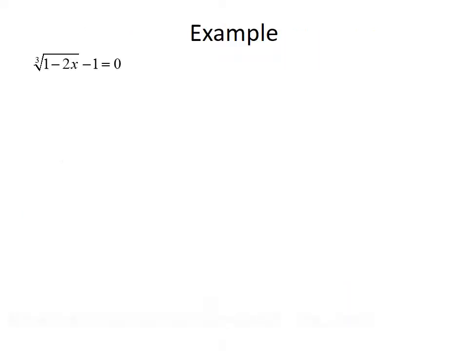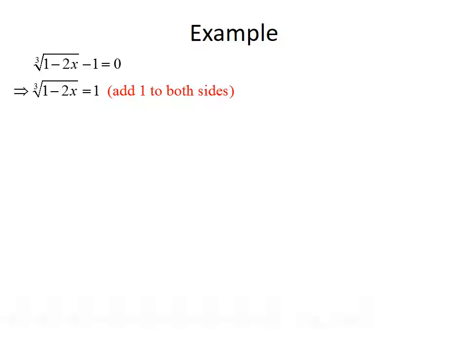Let's start with an example. The cubed root of 1 minus 2x minus 1 is equal to 0. Now, when solving a radical equation, the strategy is to first isolate the radical, that is, get it by itself. That way you can raise it to whatever power you need to remove it. So to get the radical by itself, we'll add 1 to both sides, giving us the cubed root of 1 minus 2x is equal to 1.